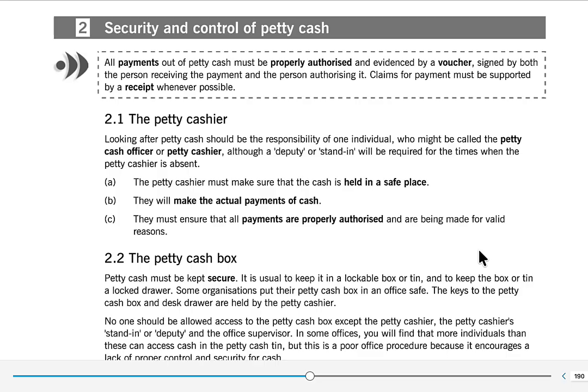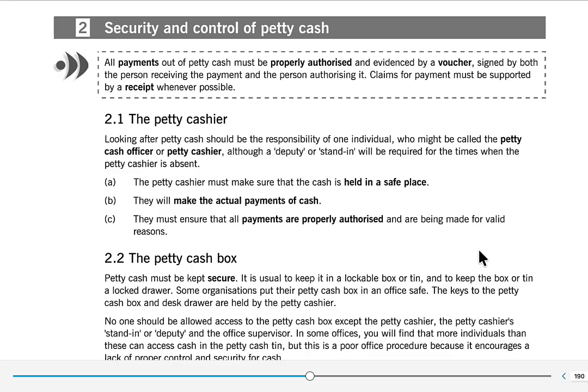Students, now we move to Lesson 2 in Chapter 10. Lesson 2 is called Security and Control of Petty Cash. This lesson is very important because petty cash is real physical money. It is notes and coins. That means it can be lost easily, it can also be stolen easily, and it can be misused easily. So the main purpose of Lesson 2 is this: to make sure petty cash is used correctly, to make sure petty cash is safe, to make sure every petty cash payment is approved and proved. Let me explain this lesson like a classroom lecture.